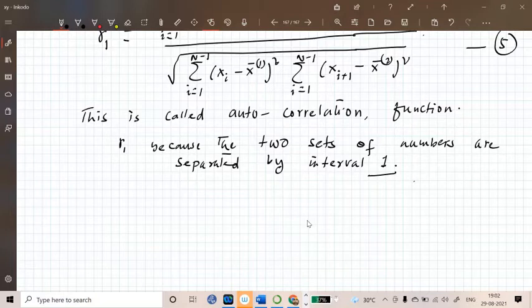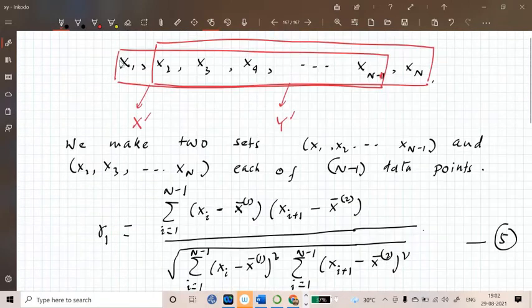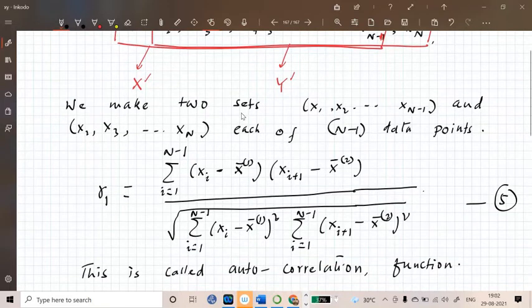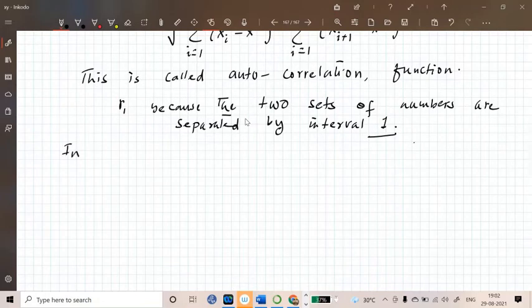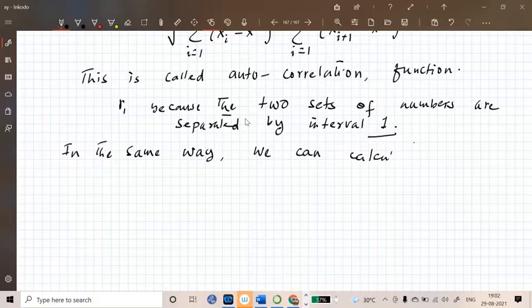We actually follow this rule, and we can continue having the data. We'll be taking one set of n minus 2 data, and then jump, starting from x3, and the data will be separated by interval 2. In the same way we can calculate R2, R3, R4, and in general any Rk. You understand that these are the 2, 3, 4.